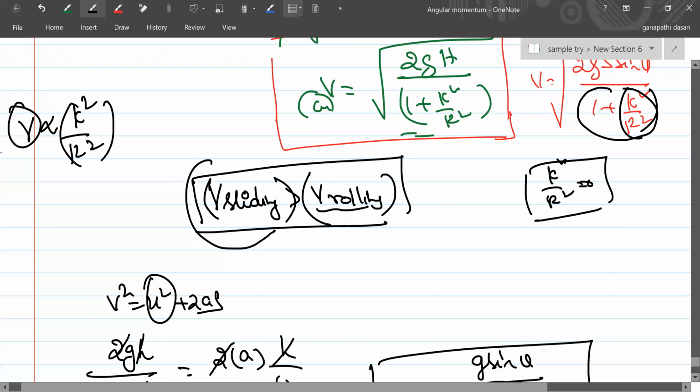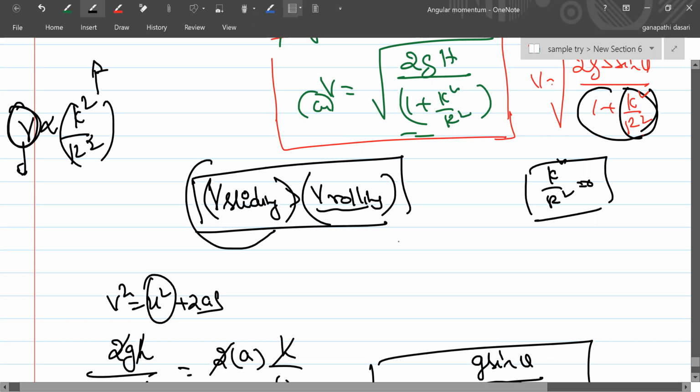If three bodies are given to you, a solid sphere, a hollow sphere, or a solid cylinder, in this kind of question what do you need to do? You need to figure out k square by r square. Whichever has higher k square by r square will have lower velocity. Got it?